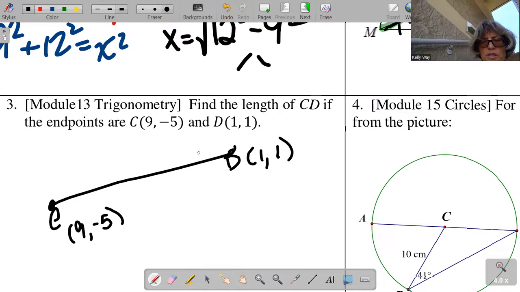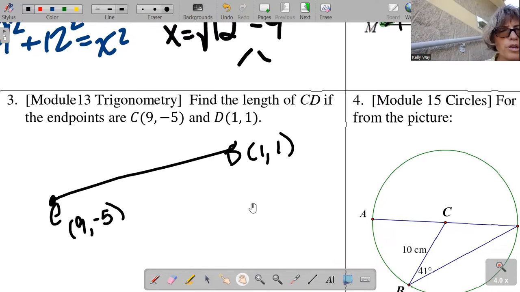It wants you to find the length between CD, so that's simply the distance equation.